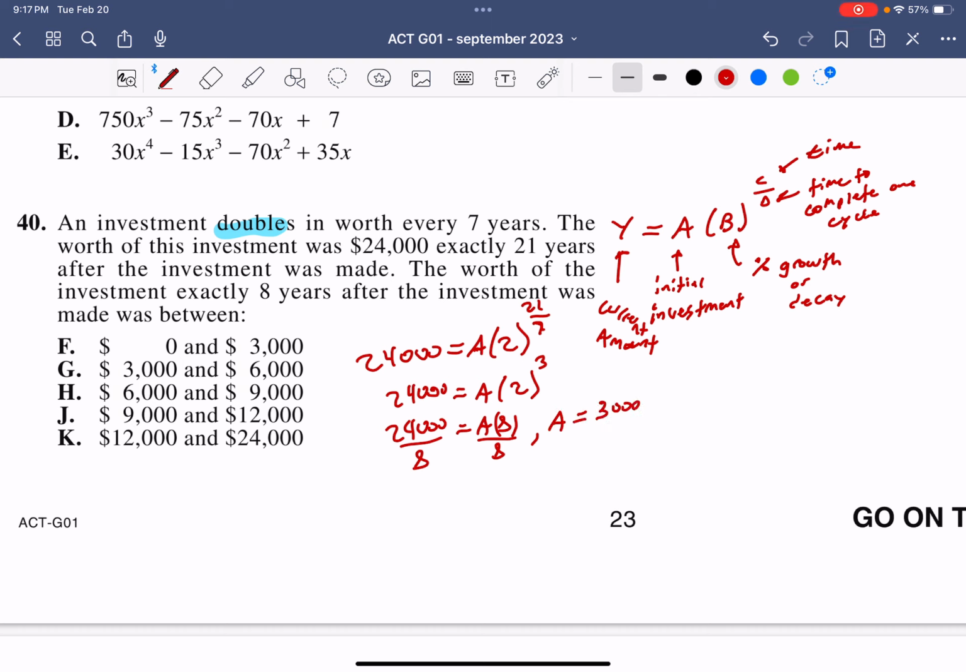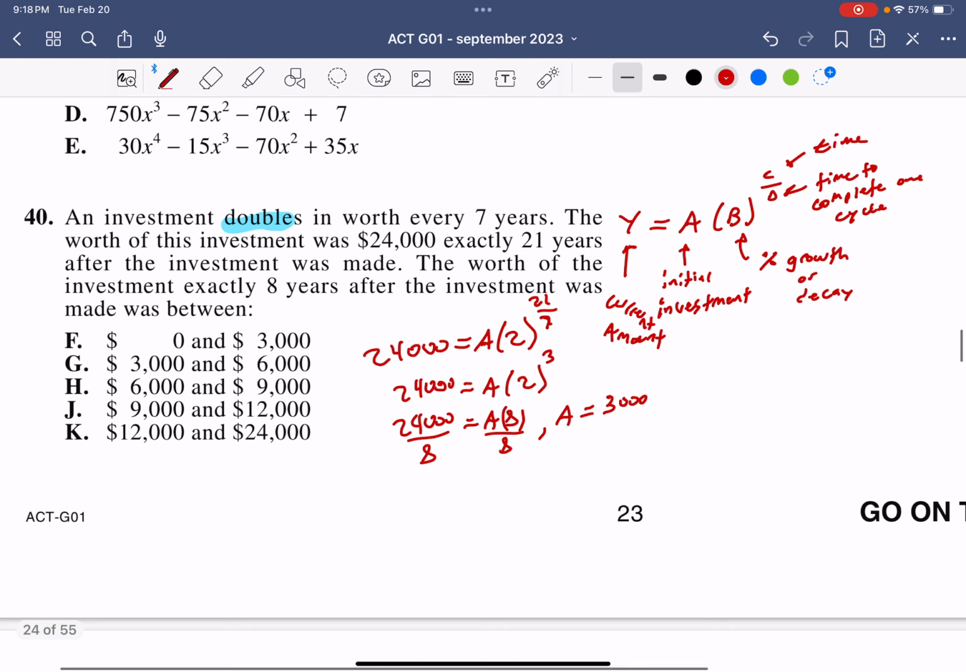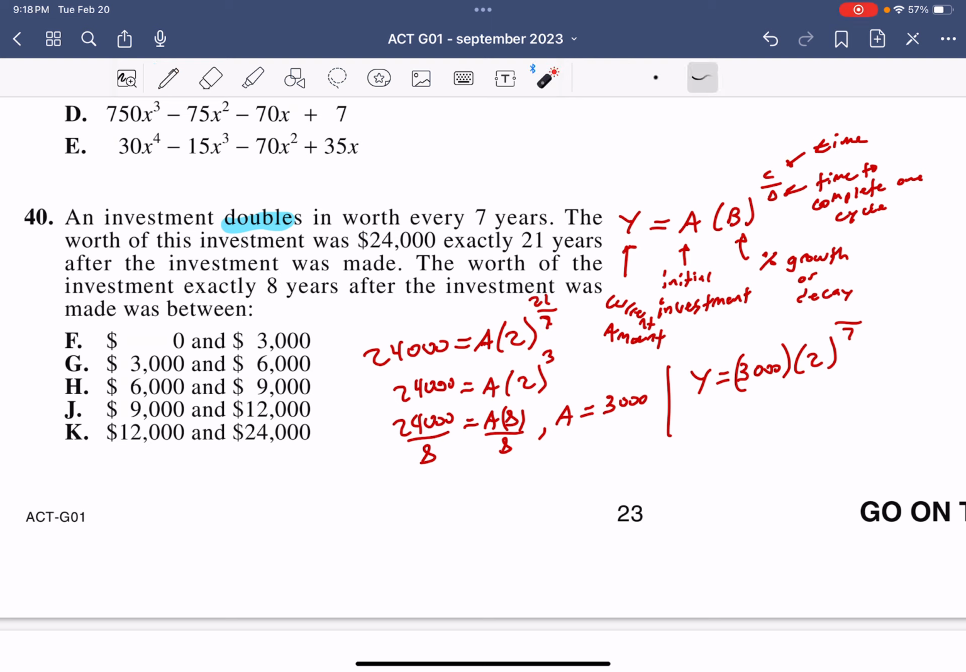The second part of the problem is asking us how much we would have after 8 years of investment. So we're just going to rewrite this equation, but now we're solving for a current value that occurs after 8 years. So now Y is equal to our initial investment, which we just found to be 3,000. We know that it doubles. We know the time to double is 7 years, and the amount of time that goes by is 8 years. So put 8 up here.